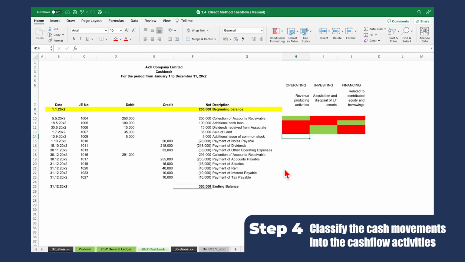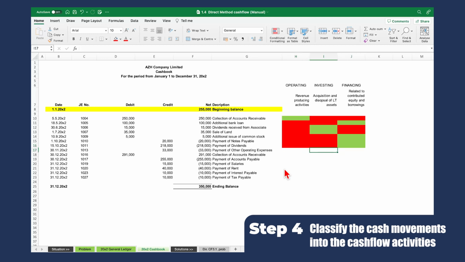Additional issue of common stock. This means that subscribed capital or contributed equity was issued additionally to shareholders and we received 5,000. And from the definition itself, it is a financing activity because it is an increase in contributed capital. Payment of notes payable is also a financing activity because it is related to borrowings. Payment of dividends is also related to contributed equity, so it falls under financing activity.